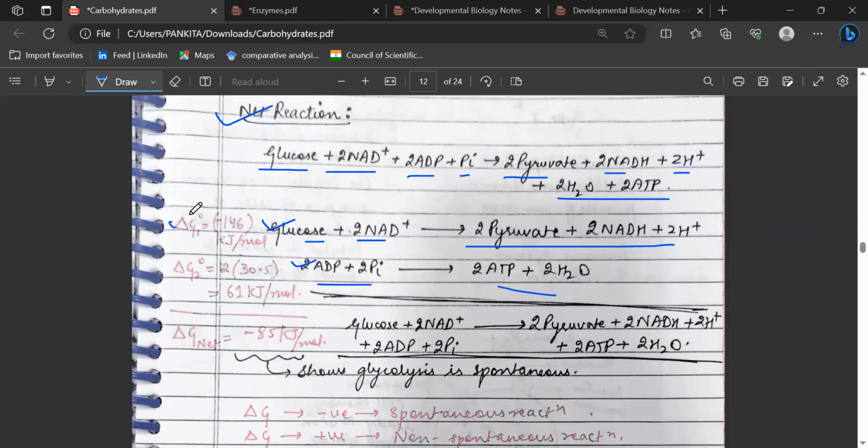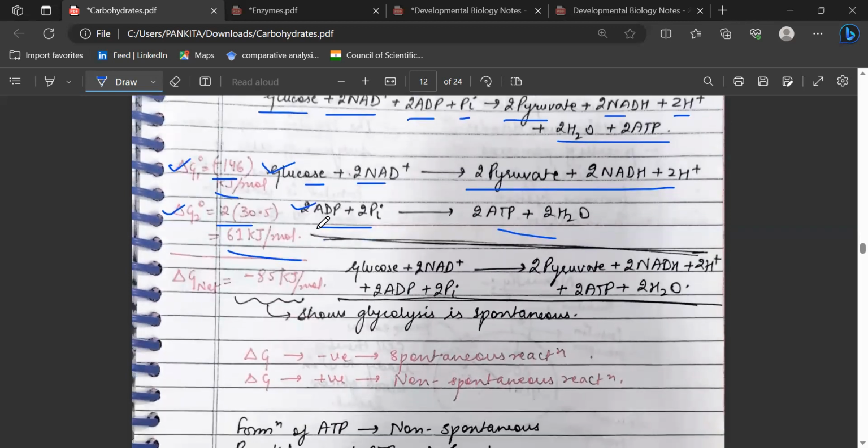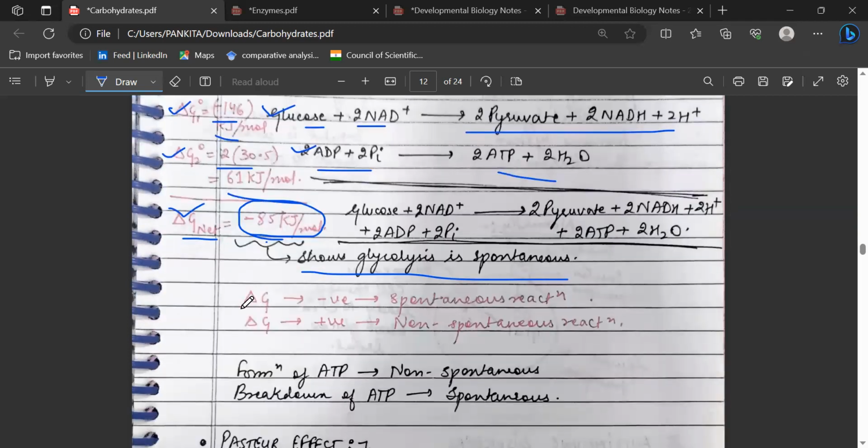So the delta G of the first reaction is minus 146 kilojoules per mole, and delta G for the second reaction is 30.5, which is 61 kilojoules per mole. So if we add both the reactions, the net Gibbs free energy for this reaction is minus 85 kilojoules per mole, which shows that glycolysis is a spontaneous reaction, because we know that if the Gibbs free energy is negative, the reaction is spontaneous, and if the Gibbs free energy is positive, it is a non-spontaneous reaction.